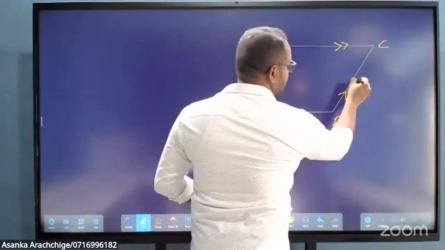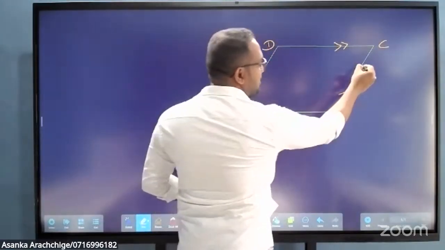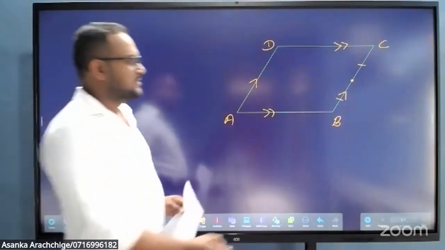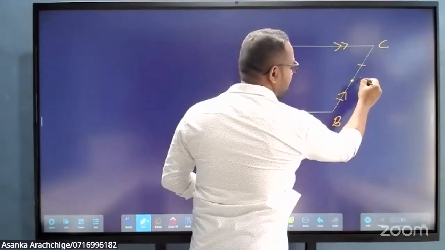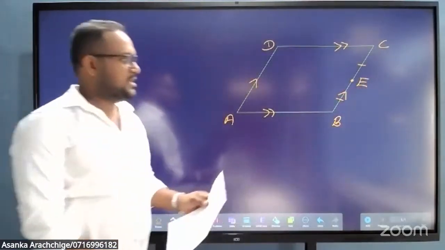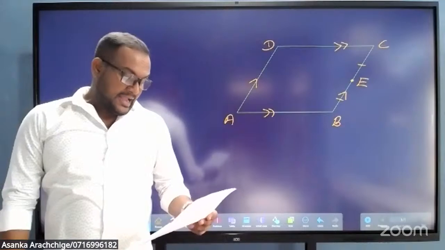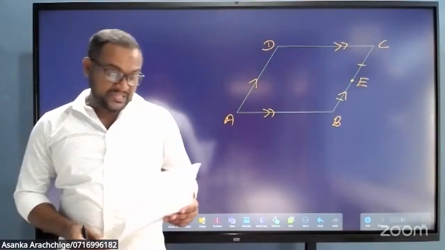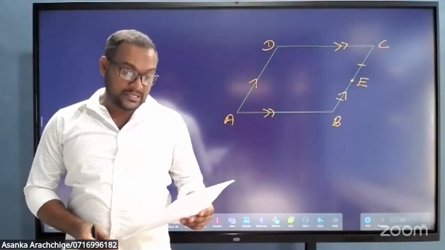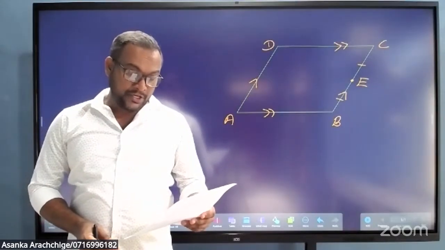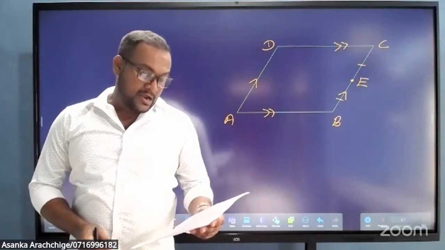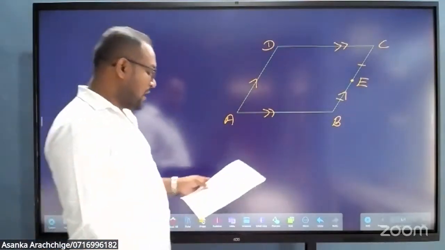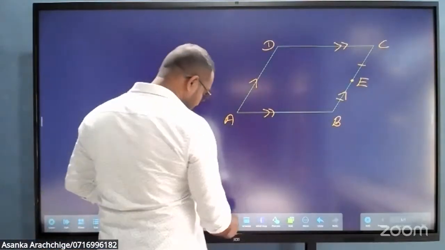And this is the midpoint of BC. Then we can put the same sign on these two parts of the line BC, BE and EC. And in the figure, ABCD is a parallelogram. E is the midpoint of BC and F is the point on DC such that DF is 1/3 DC. Right. Now look.